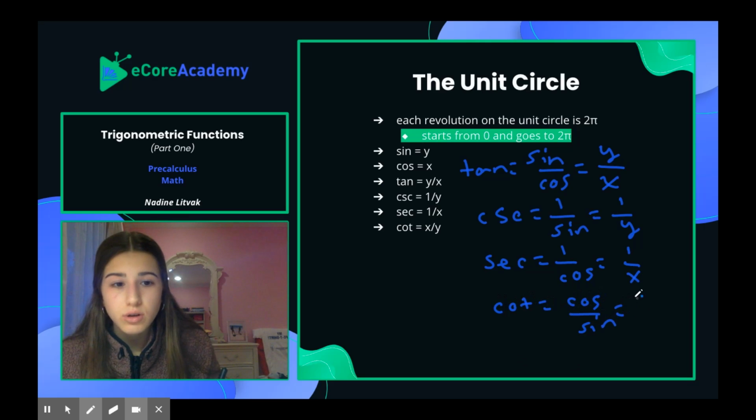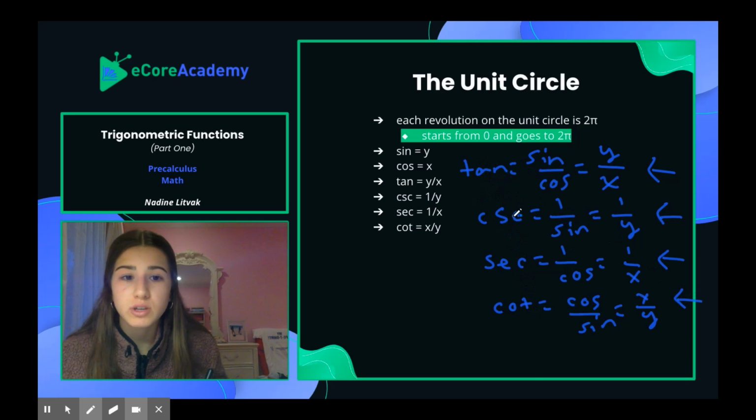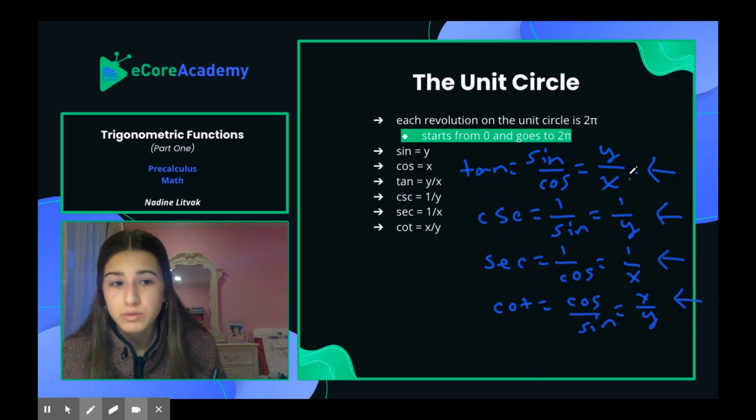And on the unit circle, we know cosine is x and sine is y. And that is how you get these 4 equations. So all these 4 equations are how you would solve for these 4 things on the unit circle when you have to determine what the values of a certain specific tangent or a certain cosecant is on the unit circle. You would use these equations based on the coordinates.